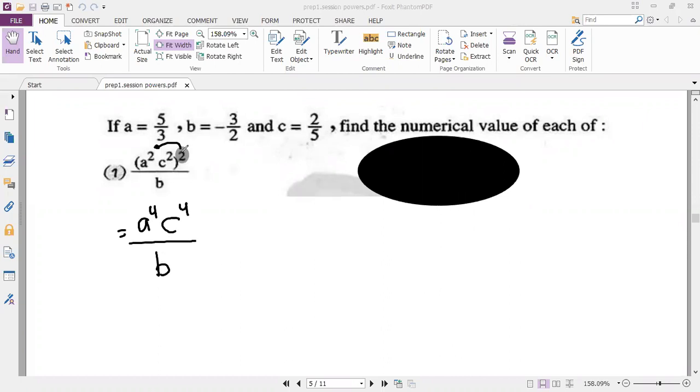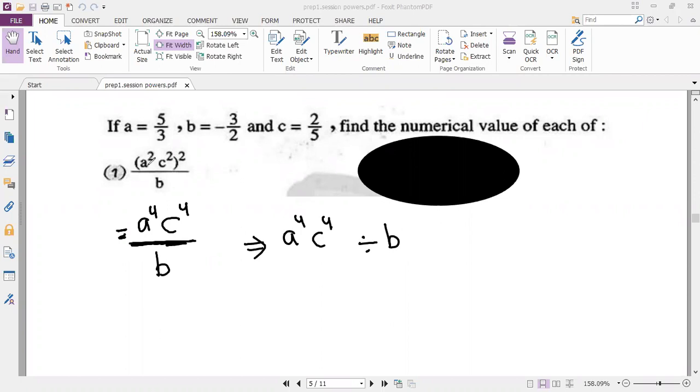Pay attention again. This power is distributed on the top only. So it's B only. Don't raise it to any power. And instead of writing it like that, we can write it as A to the power of 4 and C to the power of 4, divided by B. And A to the power of 4, C to the power of 4.